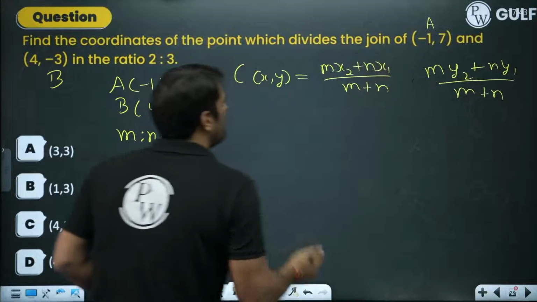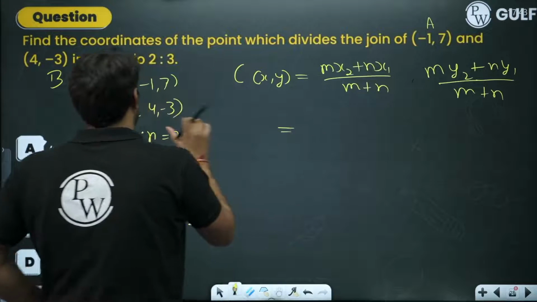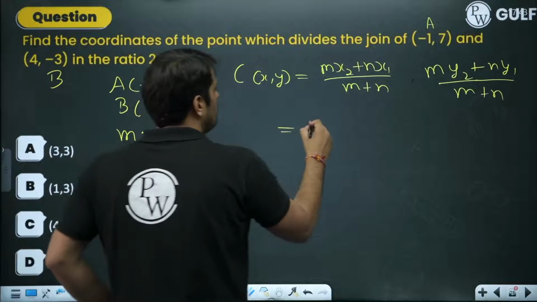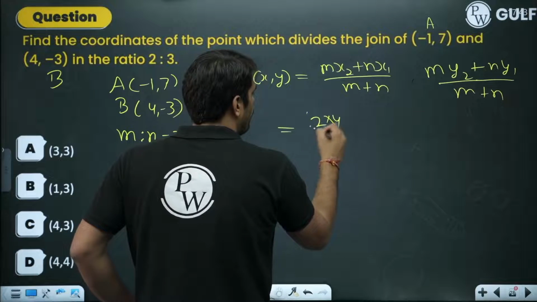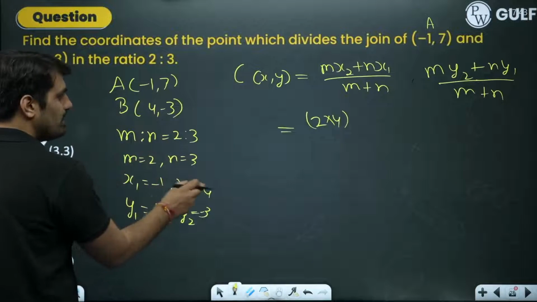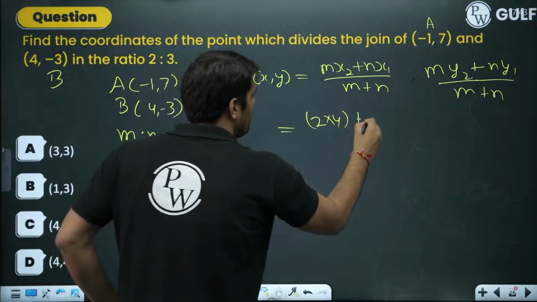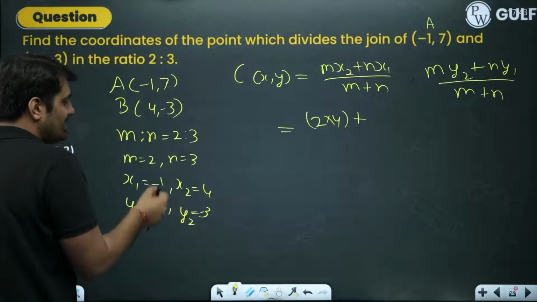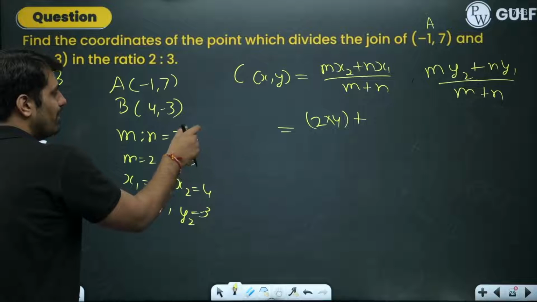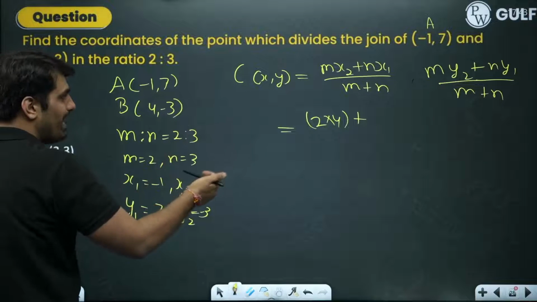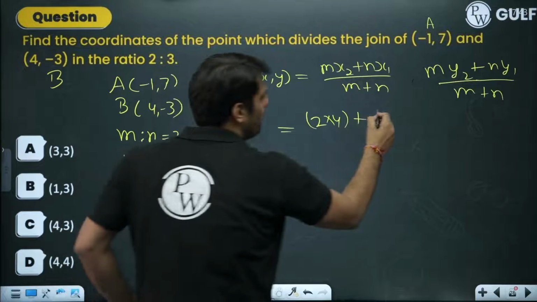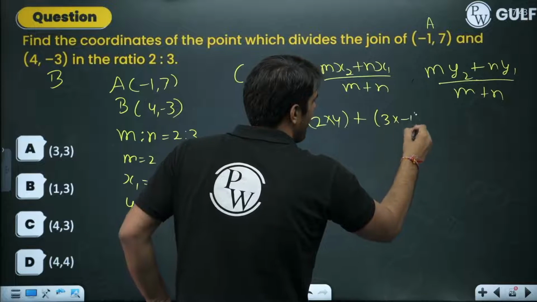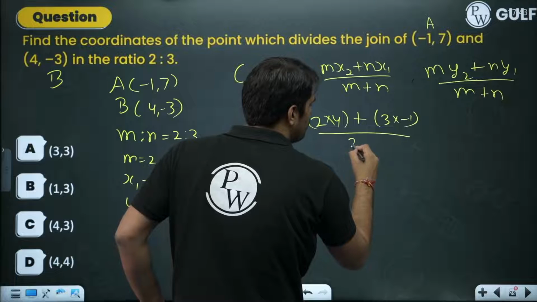So over here, putting in the values simply, m is what? m is 2. So 2 into 4, we are having x2, and x2 over here is 4. 2 into 4 plus, what is n? n is given to me as 3. So 3 will be multiplied with what? 3 will be multiplied with x1, that is minus 1. So 3 into minus 1. And we are having m plus n, that means 2 plus 3.